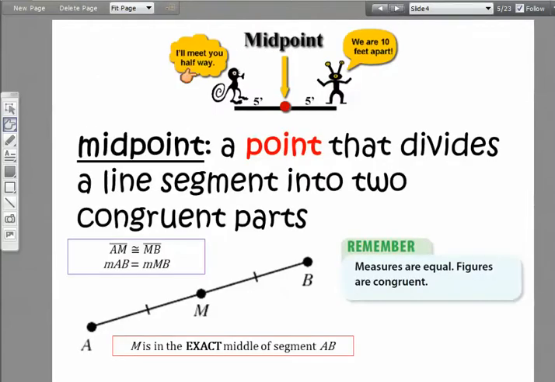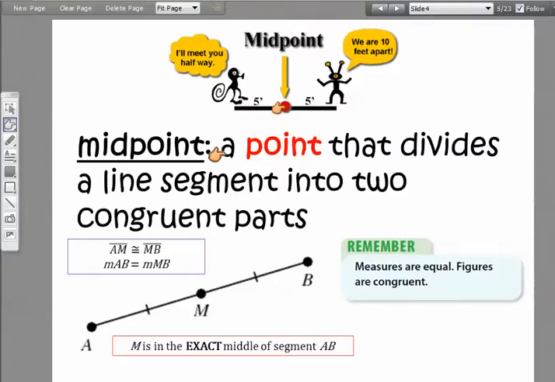First thing we're going to talk about is midpoints. Midpoints are often confused with bisectors, so let's talk about it. I like this little graphic because he's talking about midpoint and he says, I'll meet you halfway. Well, this segment right here is 10 foot long, so obviously halfway is going to be 5 foot for each one of them. This little guy right here says, we are 10 feet apart. So once they've both gone 5 feet, then they're going to meet at the midpoint.